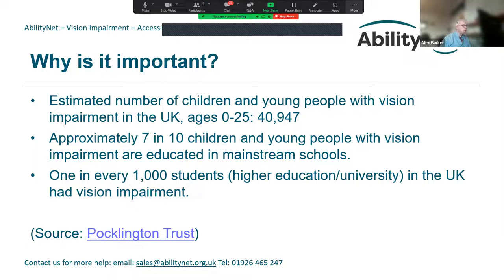Over to you, Teresa. So really consider this: 38% of young people aged 16 to 25 who are long-term disabled with a seeing difficulty are not in employment, not in education, or in training, and they call that a NEET. And they're almost twice as likely to be NEET as the general population of 16 to 25 year olds.